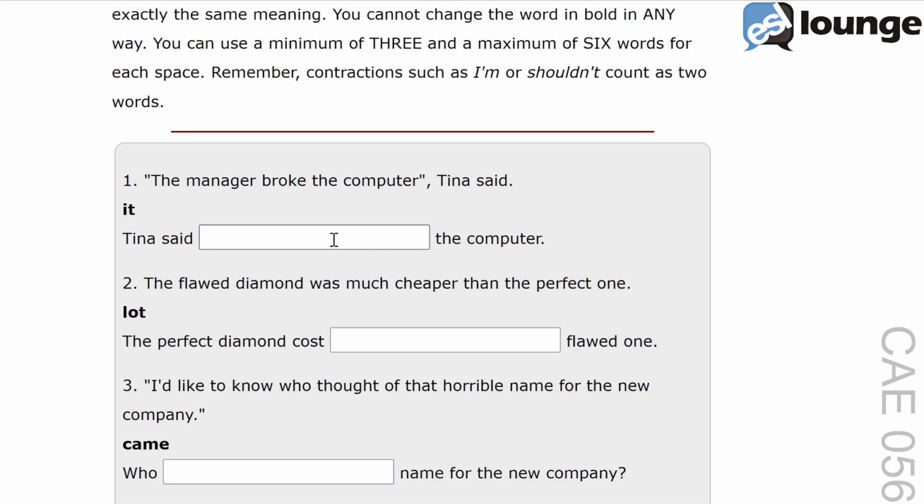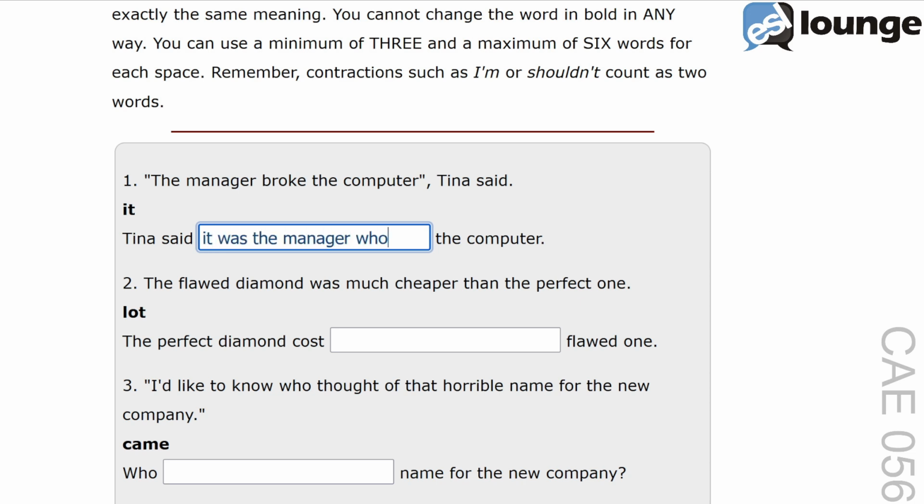The original sentence is, "The manager broke the computer," Tina said. The keyword is "it", and the second sentence is, Tina said blank the computer. The correct answer is, Tina said it was the manager who broke the computer.